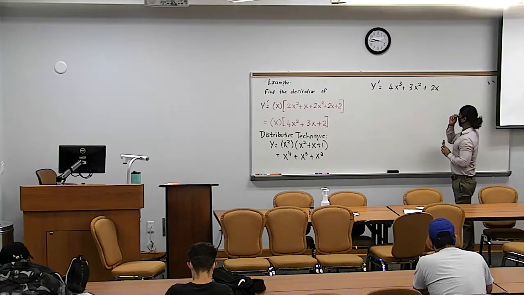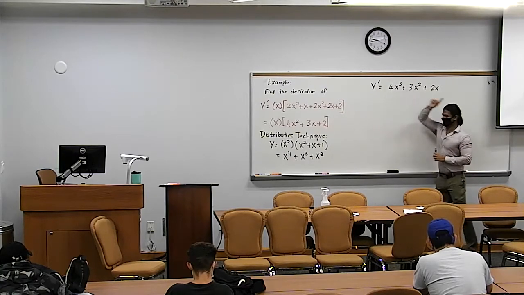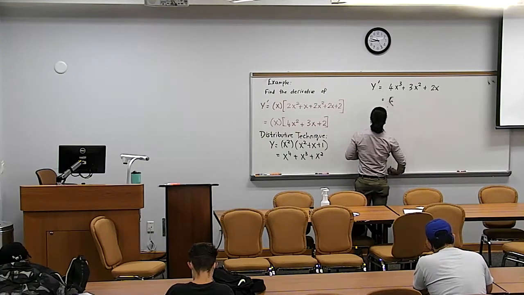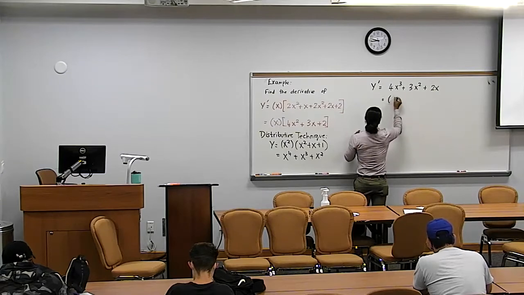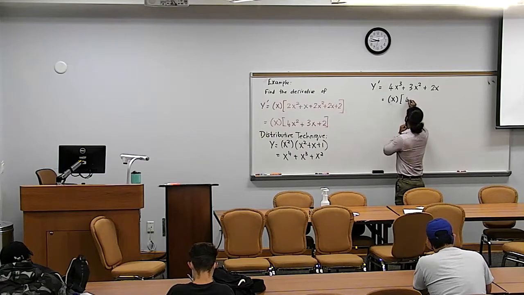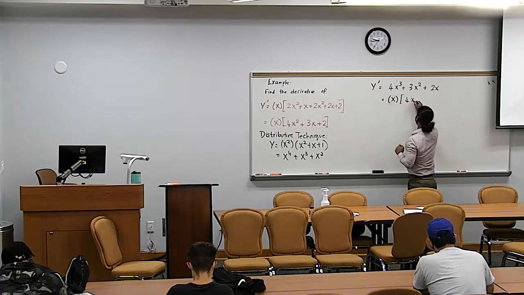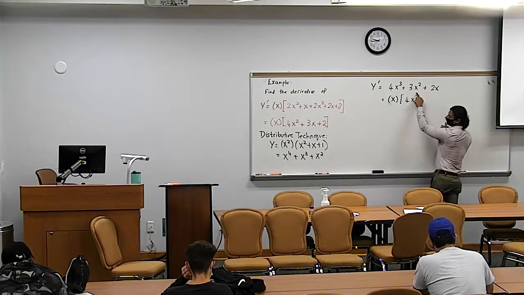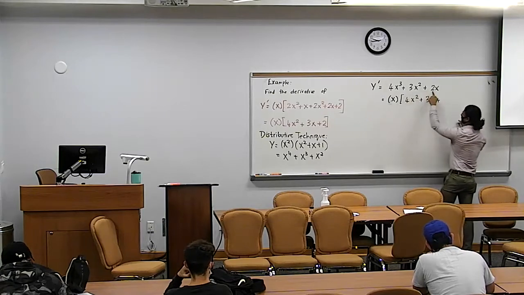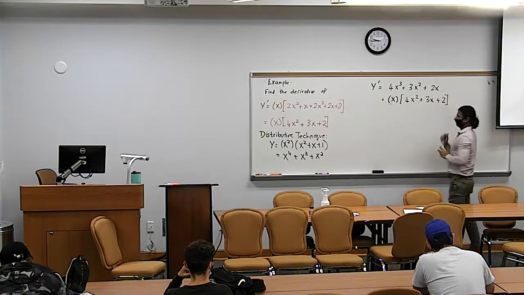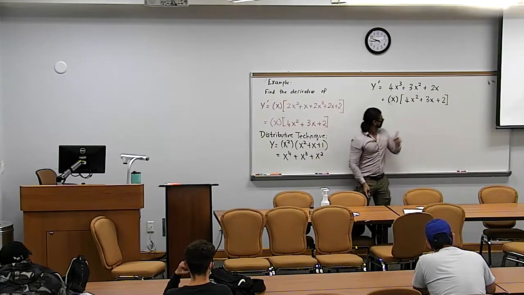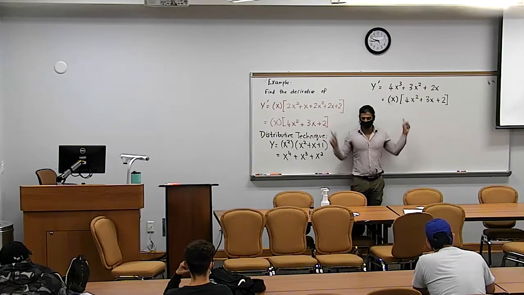What do we have in common between that term and that term? An x. If I pull that x out, I have 4x squared. Pull the x out of 3x squared, you have 3x. X pulled out of 2x will just give you 2. Correct? Now look at that answer. Are they different?